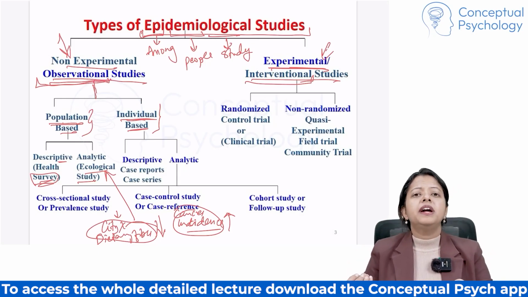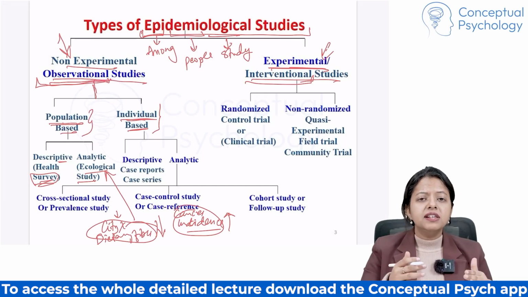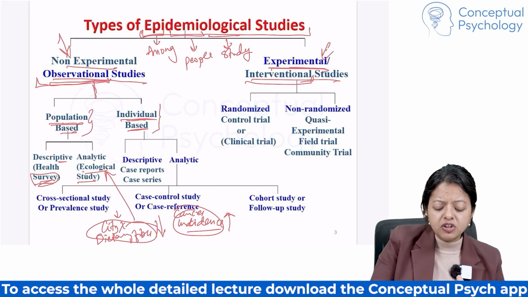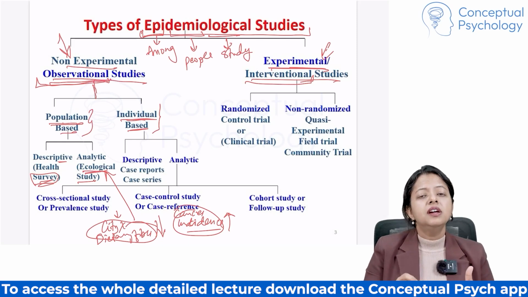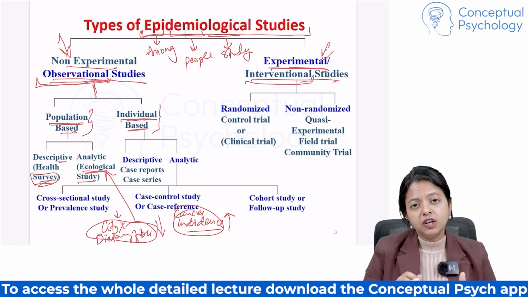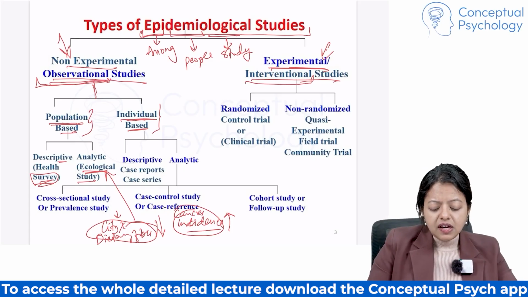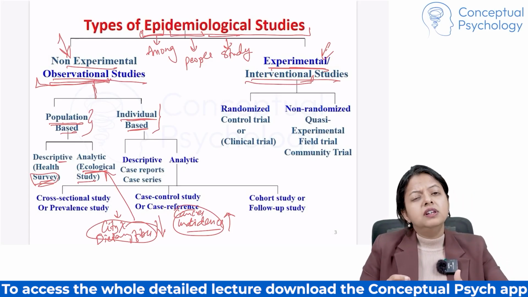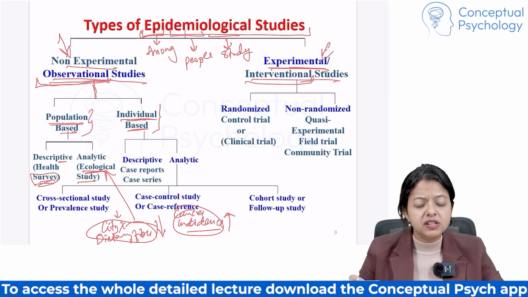They cannot be applied on the individual level. So, this is one fallacy that happens, especially in ecological study. It is called ecological fallacy because the results are at the population level. They cannot be applied to the individual level. So, these are of lesser value when we compare different epidemiological studies.